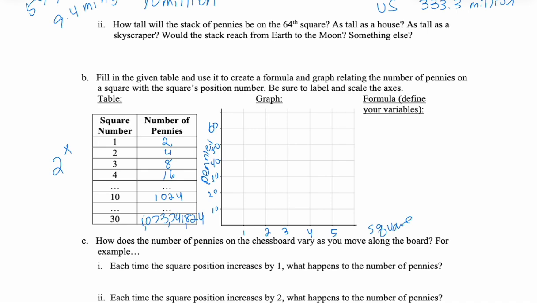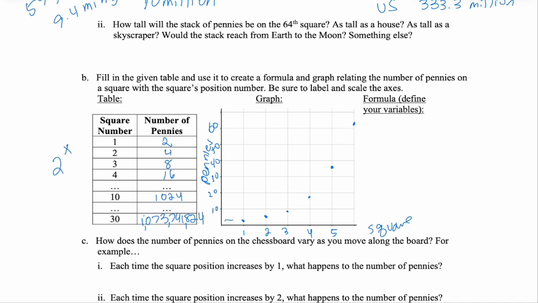Okay. If we have, on the first square we're at 2. On the second square we're at 4. On the third square we're at 8. On the fourth square we're at 16. On the fifth square we would be at 32. On the sixth square we would be at 64.